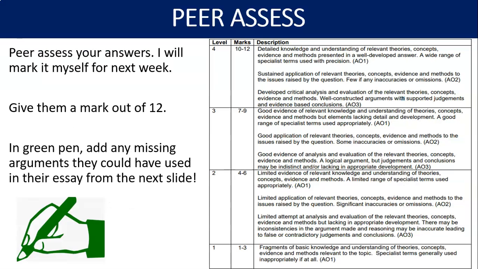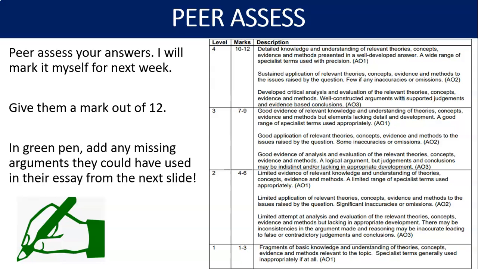To further support you, I've demonstrated, so ignore the peer assess side of it, what the mark scheme actually looks like. So again, level 4, 10 out of 12, level 3, 7 out of 9, level 2, 4 out of 6, level 1, 1 out of 3.